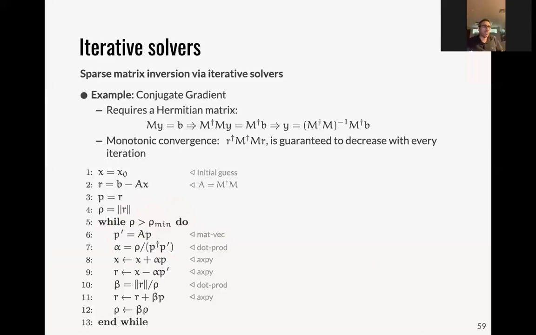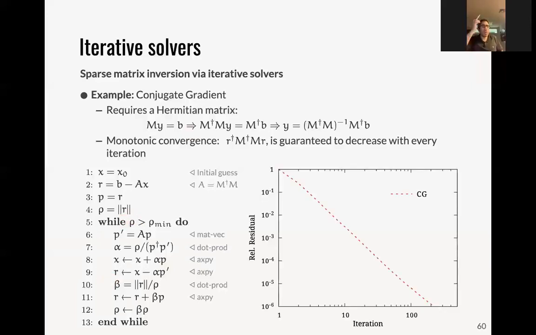Okay, and I said CG, one of the nice properties is that it has monotonic convergence. I just want to show you an example of what this process would look like. Here is the residual on the y-axis, plotted against the number of iterations that we're doing in order to solve an equation like this. If I plot this on a log plot, then you see an exponentially decreasing residual with the number of iterations. And then you just have to decide what the target residual is to stop.